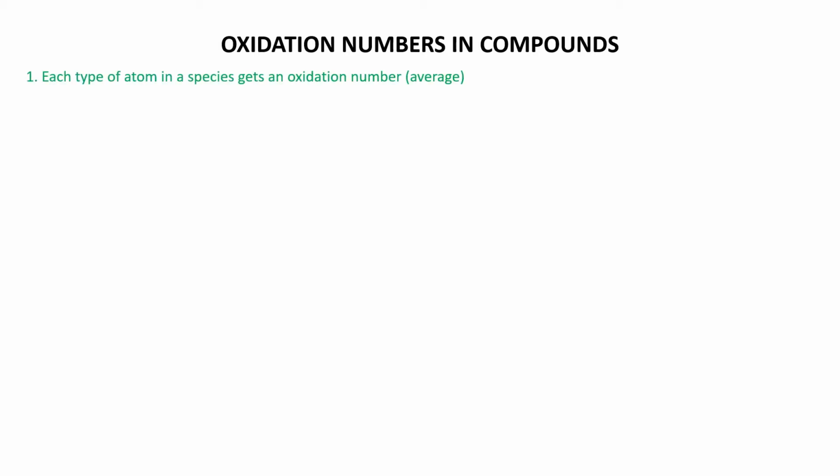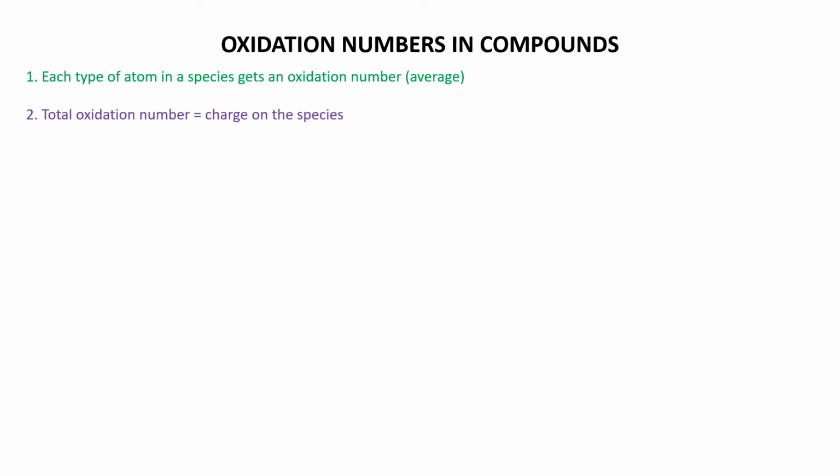So anyway, the first rule is each type of atom in a species gets an oxidation number. Now, the way this calculates it, you get the average oxidation number. There are some organic compounds, there are some transition metal compounds where the same type of atom has different oxidation numbers. While this process doesn't separate those, it just gives you the average. Not actually that big a deal for the A level.